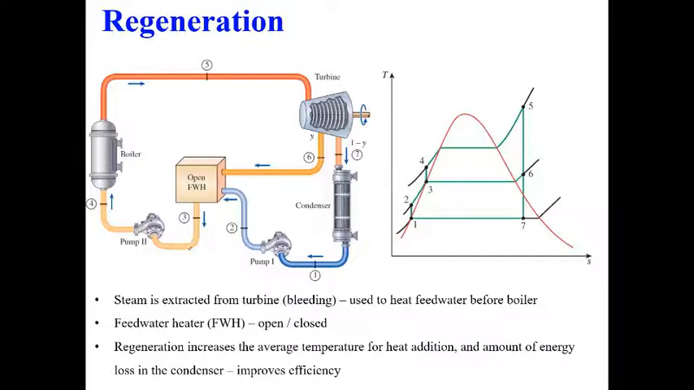Basically what regeneration does is that it increases the average temperature for heat addition. So this cycle would have been like this, but because of regeneration this has increased. There is an increase in area. Secondly, the fluid that is here at 6 would have been passed through the condenser in normal conditions, but because of regeneration that is extracted here and not passed through the condenser. So this would have amounted to more heat loss in the condenser. The heat loss in the condenser is basically we are throwing away that heat. So that is also prevented.